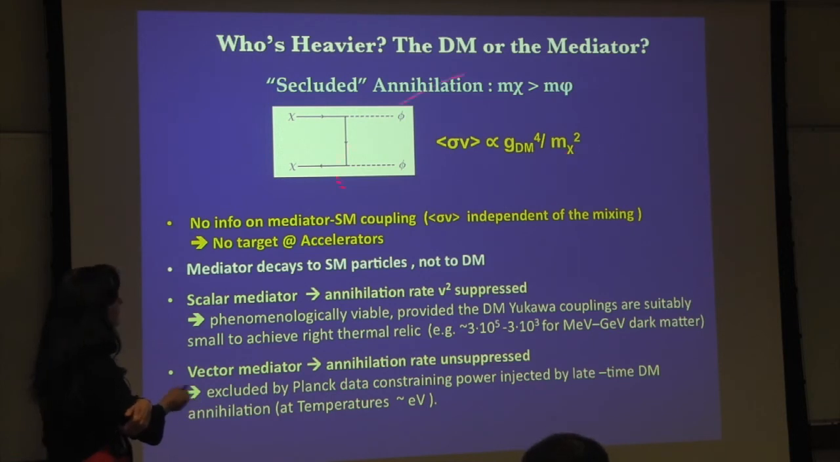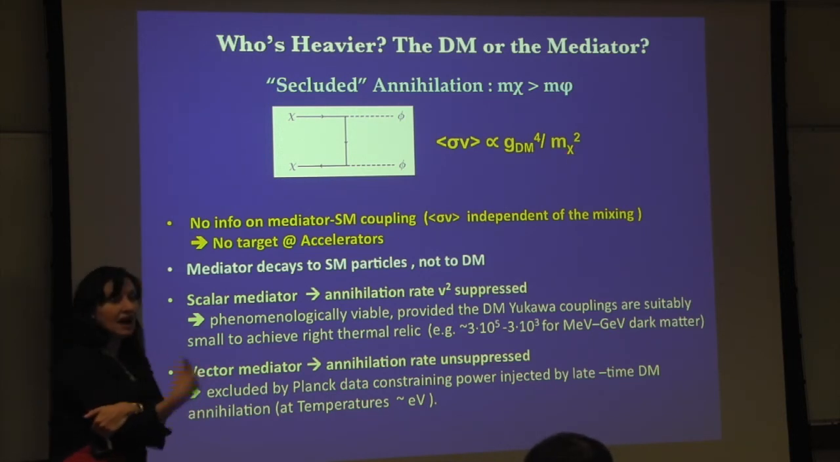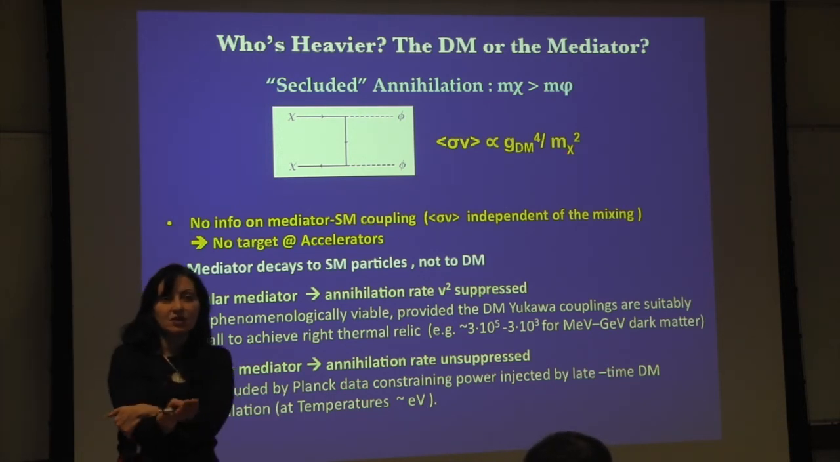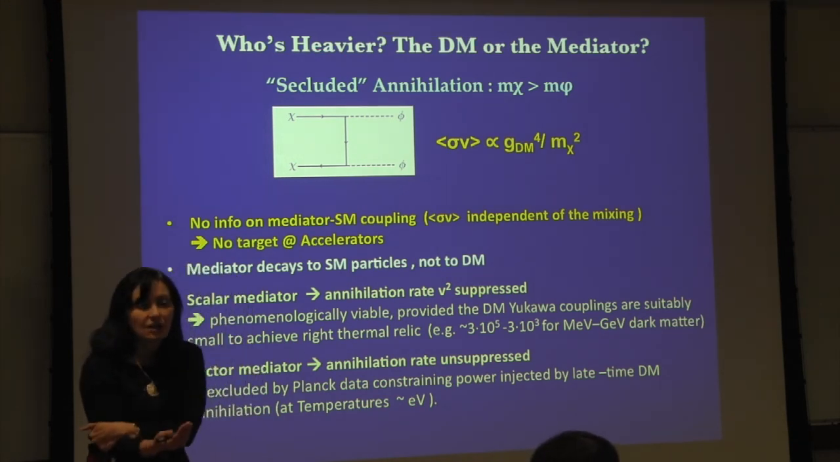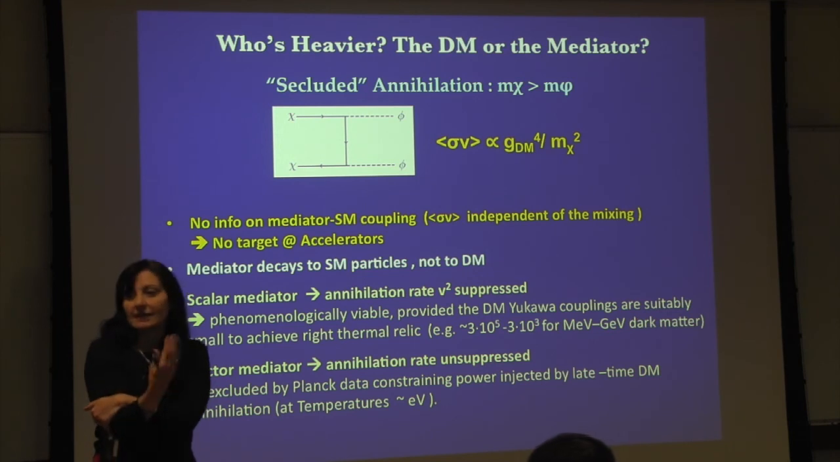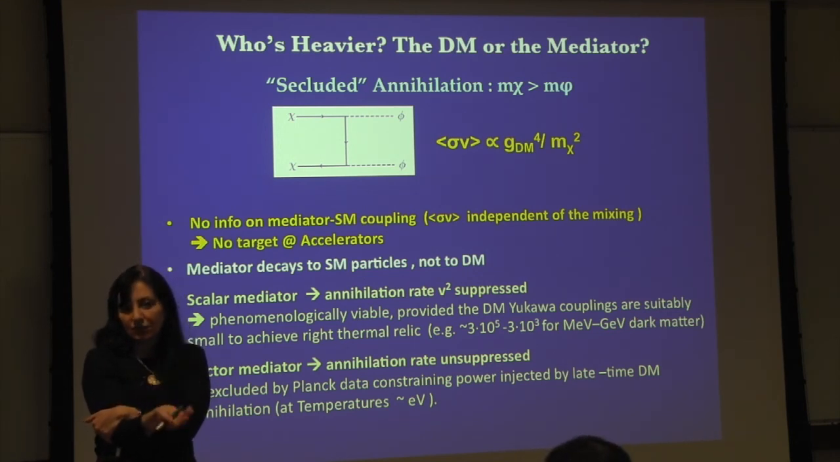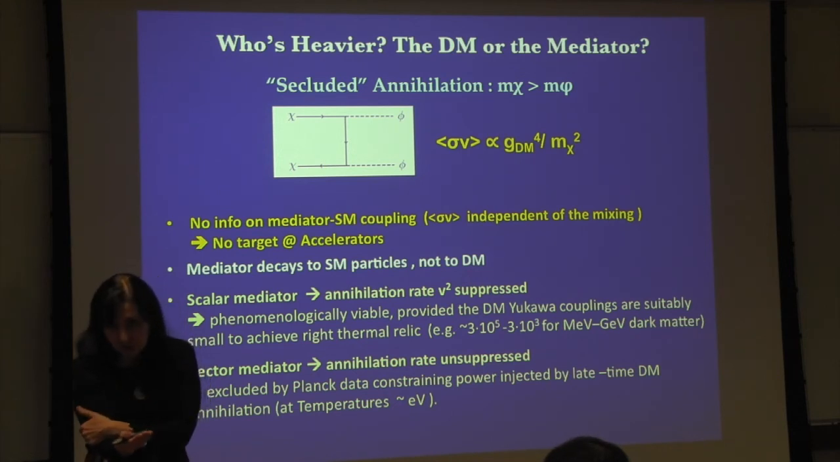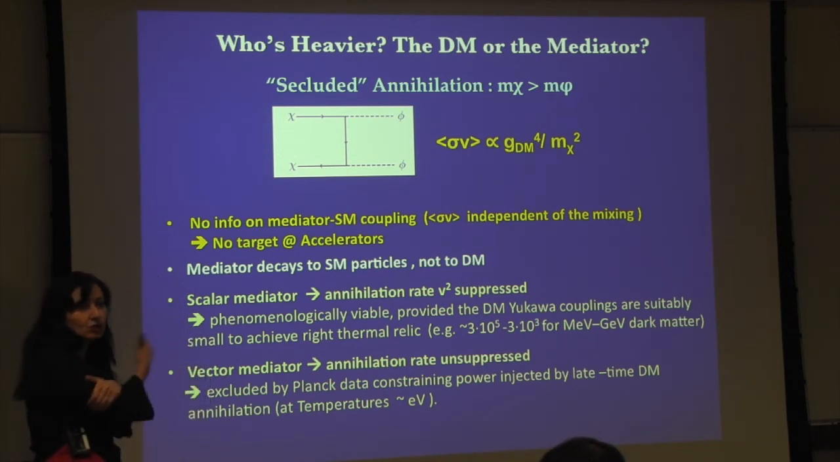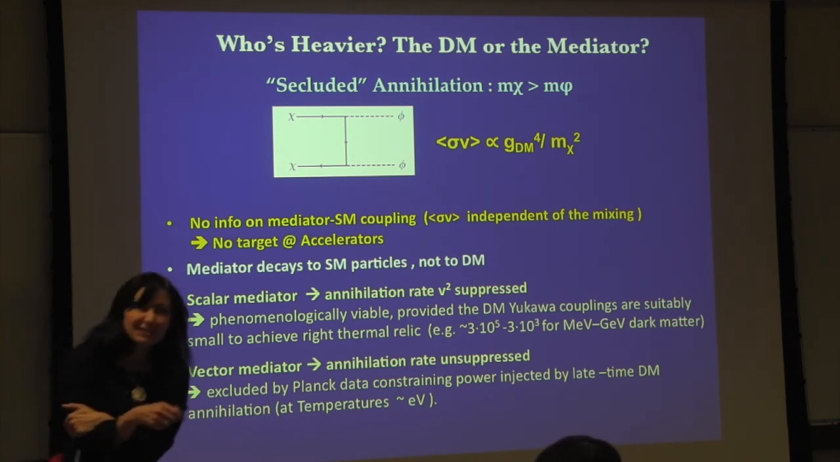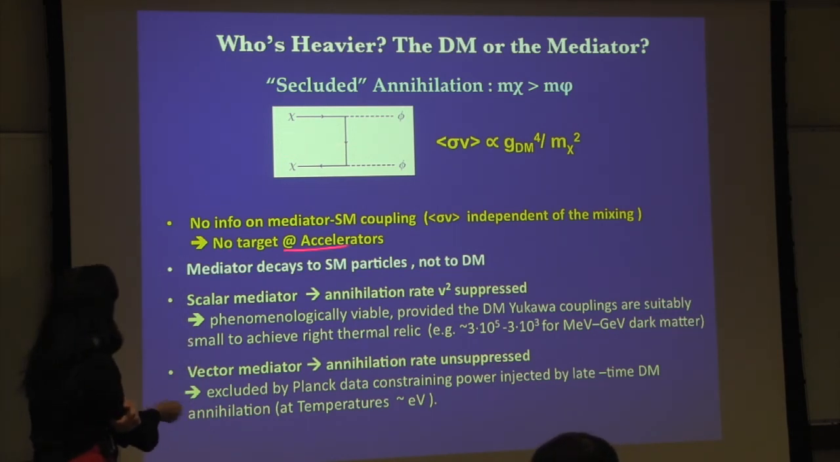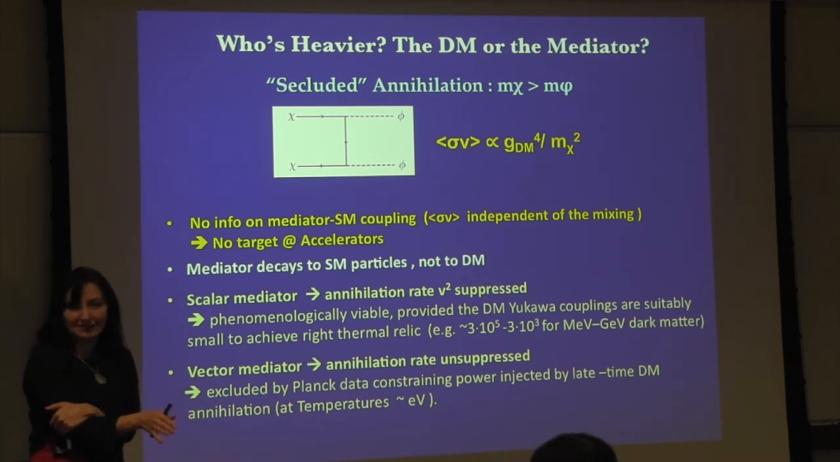What this means is that I can look for these things, but I don't have any information that tells me that something of this type should be generated with standard model particles at accelerators. So this secluded case is not of particular interest for accelerators. There's a lot to be said about that, and I learned a lot about it to come here, but it's not very interesting for accelerators.